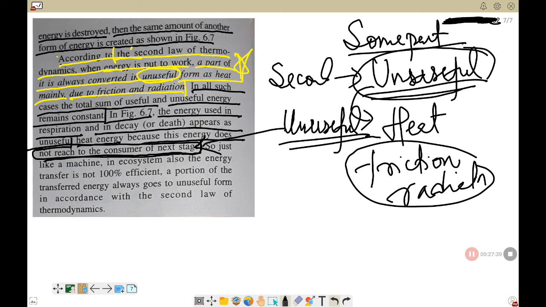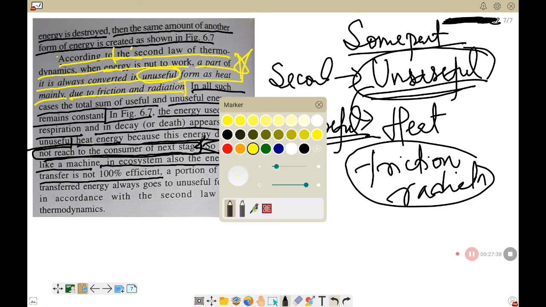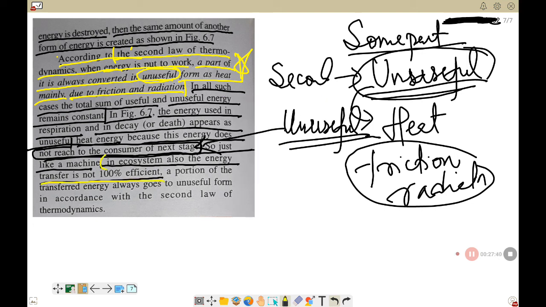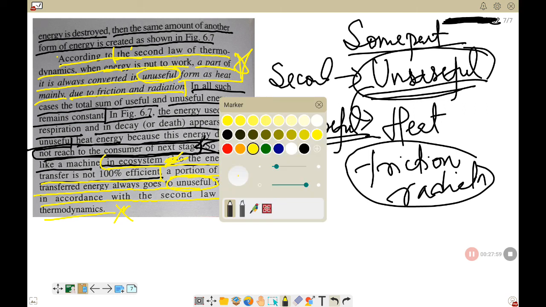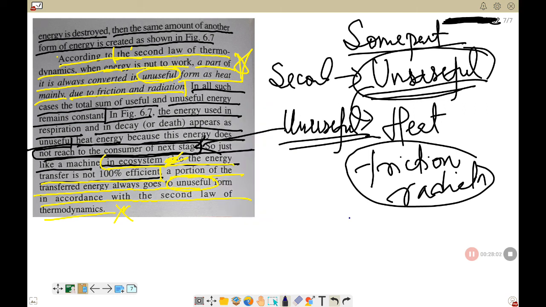So the energy which does not reach the consumer in the next stage can also be called the unuseful energy. Okay, so just like a machine, in an ecosystem also the energy transfer is not 100%. So another important thing to remember, you can write, in an ecosystem the energy transfer is not 100%. A portion of the transferred energy always goes to the unuseful form in accordance with the second law of thermodynamics. So this is what our second law says: some part of the energy is always converted into a form which cannot be used, and that form is called the unuseful part.